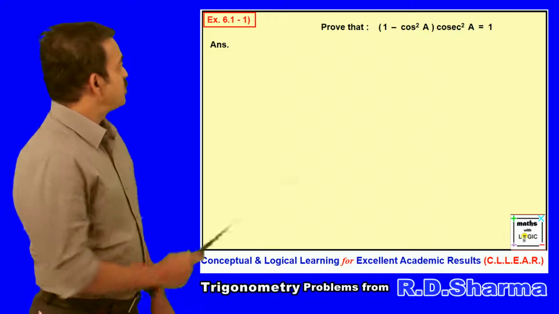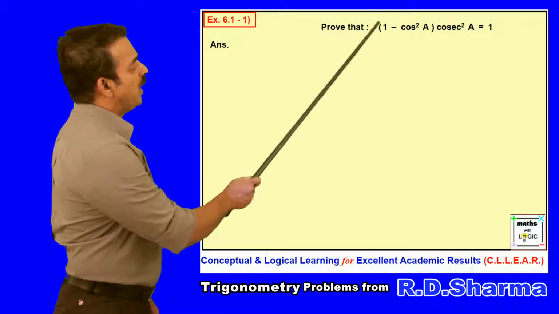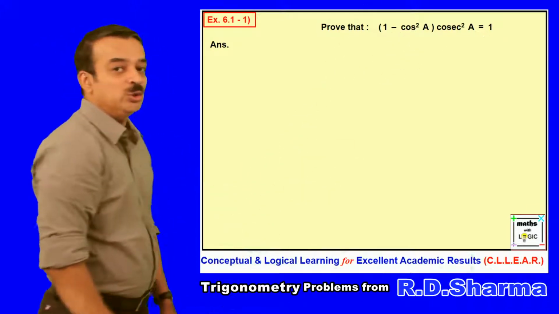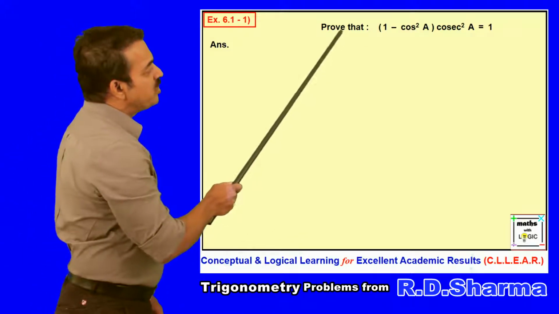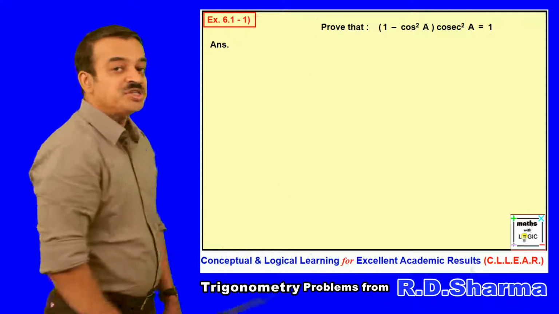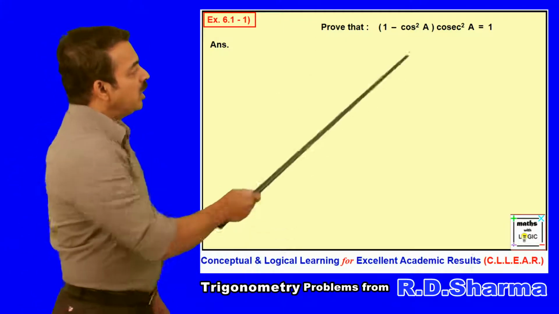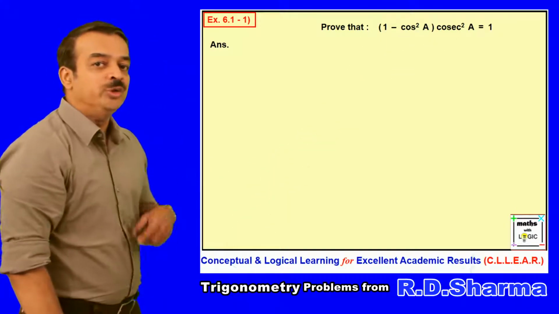Let us see the questions from exercise 6.1. The first question is: prove that (1 minus cos square A) into cosec square A equal to 1. Now most of the time you are afraid of these kind of questions of this exercise, that is, prove that. What we have to understand is, observe the LHS and RHS carefully, it will keep on giving you the hints.